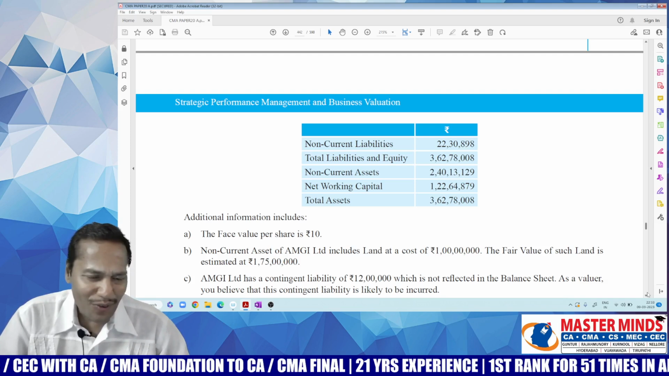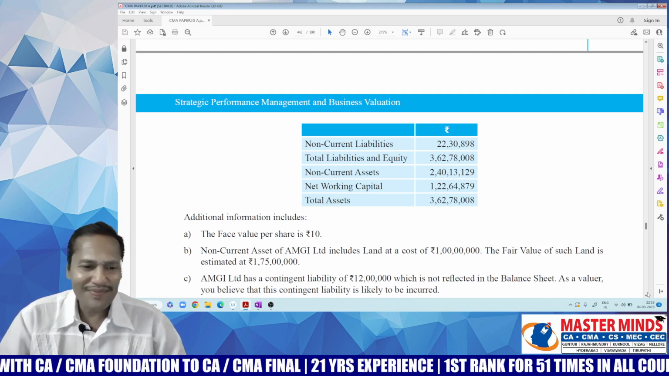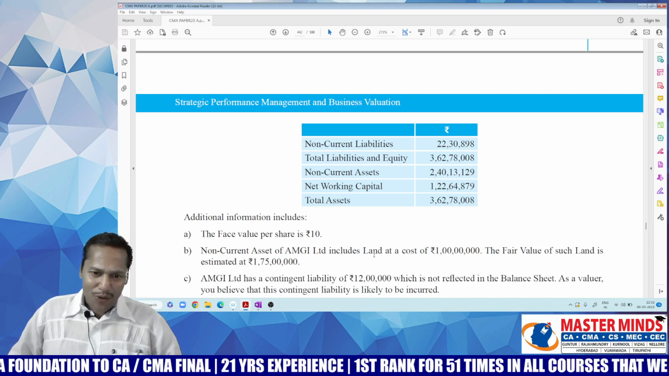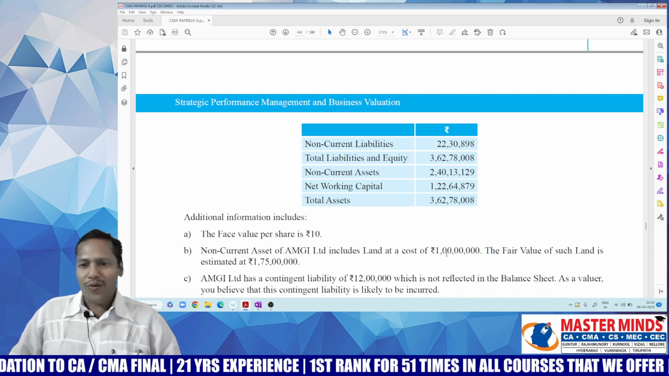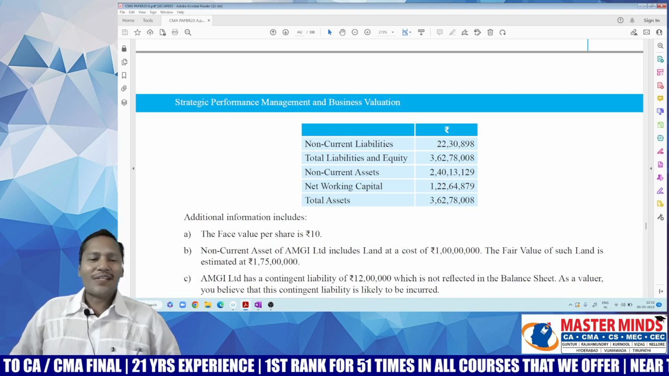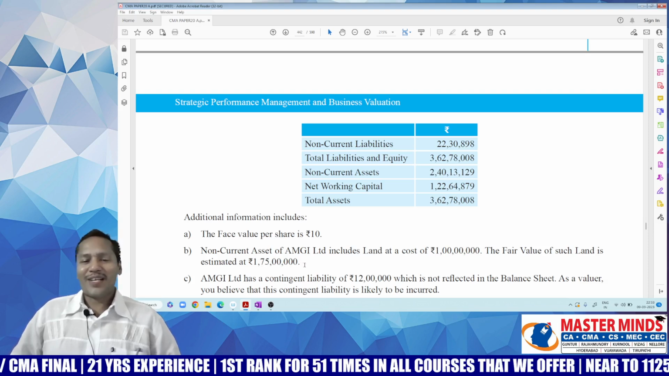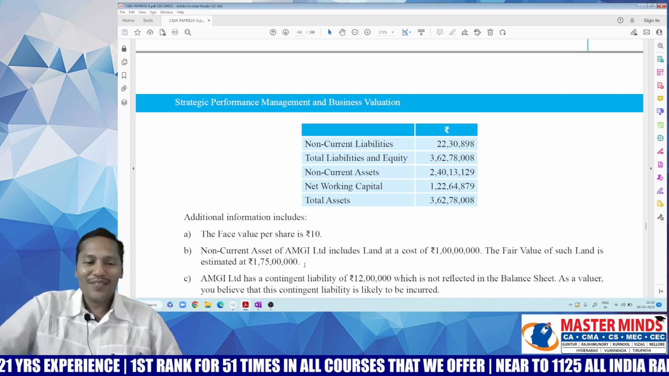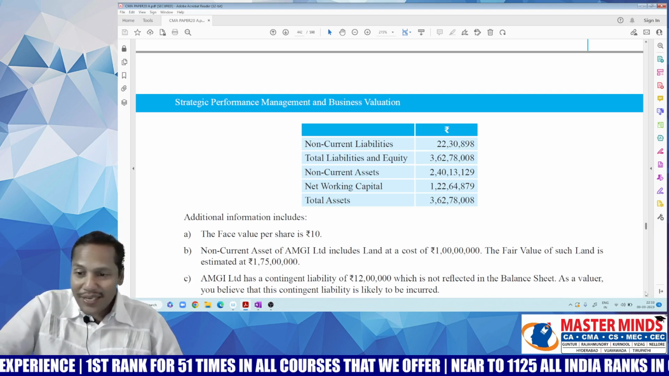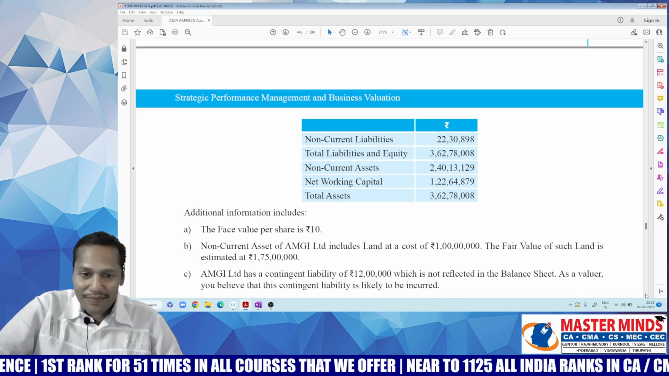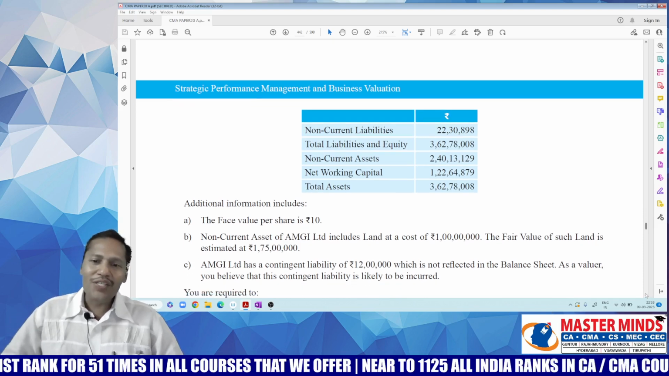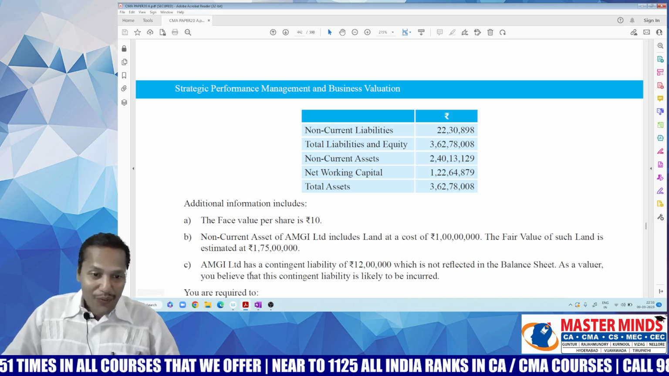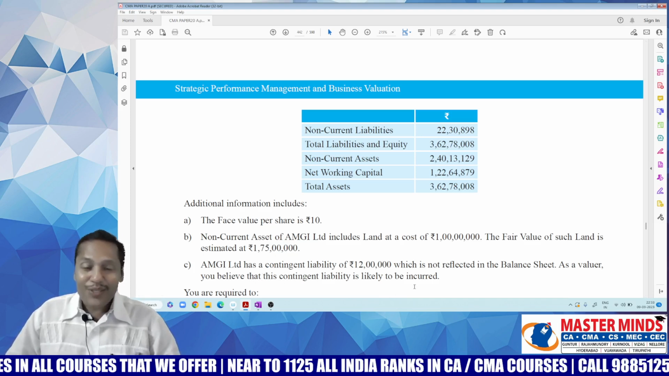Additional information include the face value per share is 10 rupees. Non-current assets of AMGI Limited includes land at a cost of 1 crore. The fair value of such land is estimated at 1 crore 75 lakhs. The cost of land is 1 crore, its fair value is 1 crore 75 lakhs. AMGI Limited has a contingent liability of 12 lakh rupees which is not reflected in the balance sheet. As a valuer, you believe that this contingent liability is likely to be incurred.